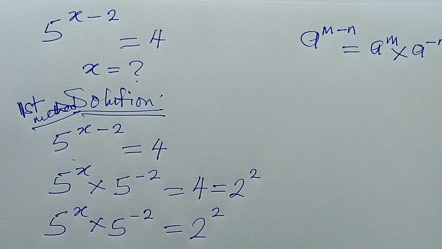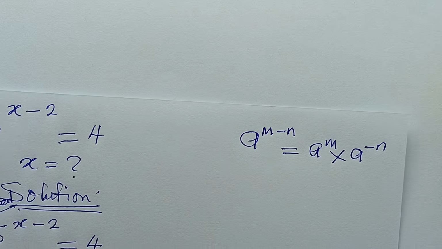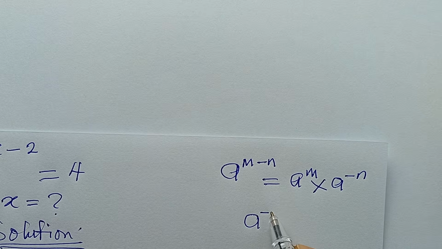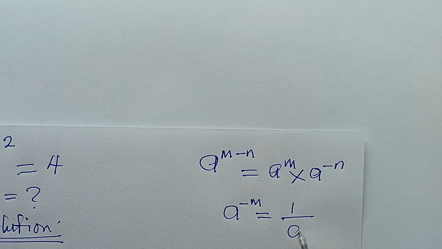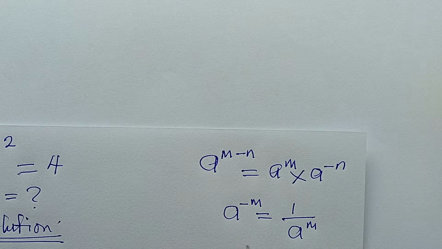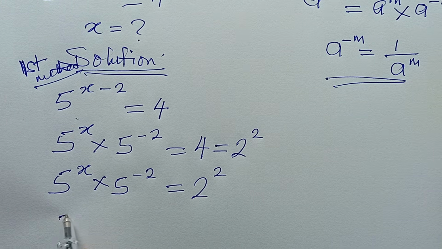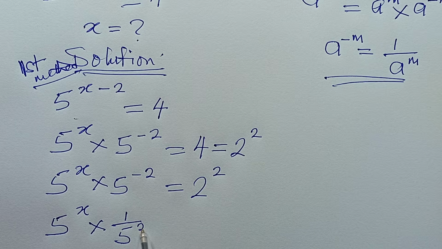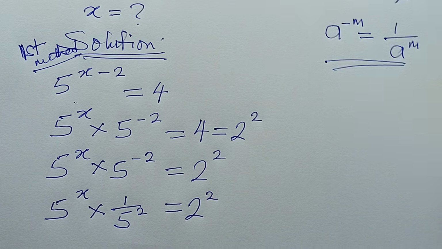The next thing we do, we think of eliminating this negative here. And so we're going to apply another law which says that when you have a to the power of minus m, this is the same thing as 1 all over a to the power of m. So with this, we now have our expression to be 5 to the power of x times 1 all over 5 to the power of 2 equal to 2 to the power of 2.